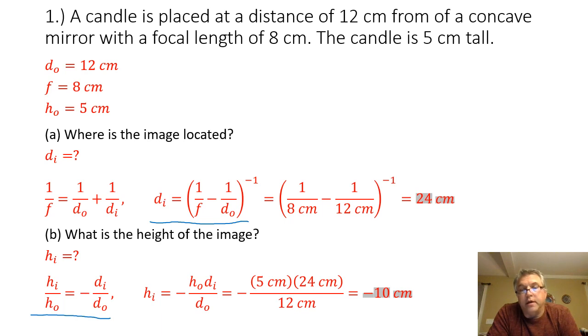Plug my known values into that equation, and I'm going to have an image height of negative 10 centimeters. And that negative sign tells me that my image is going to be inverted, which again, I know I should have for a concave mirror where the object is outside of the focal point.